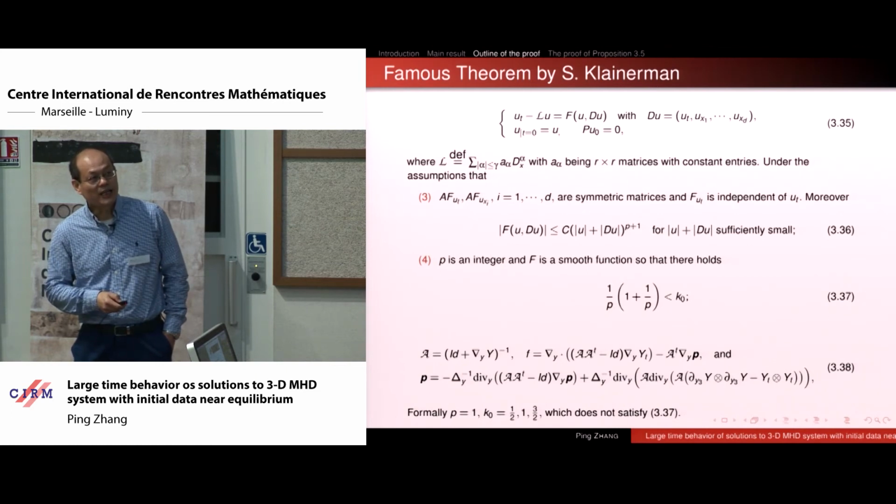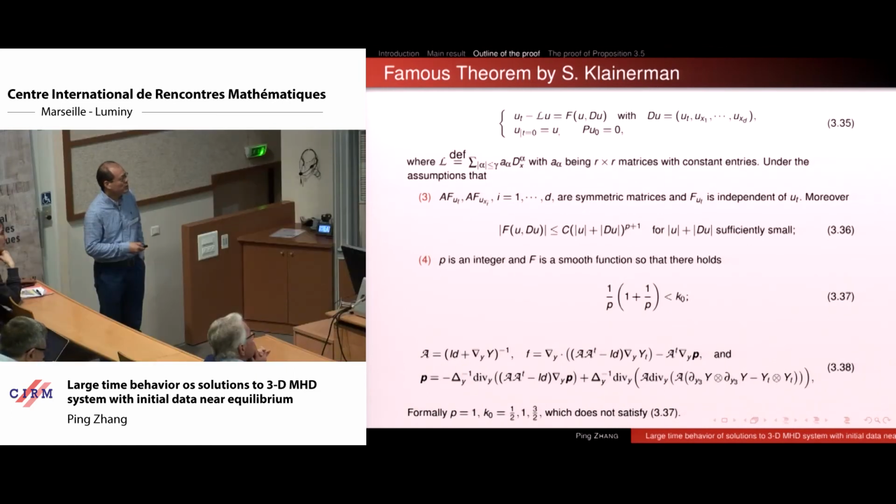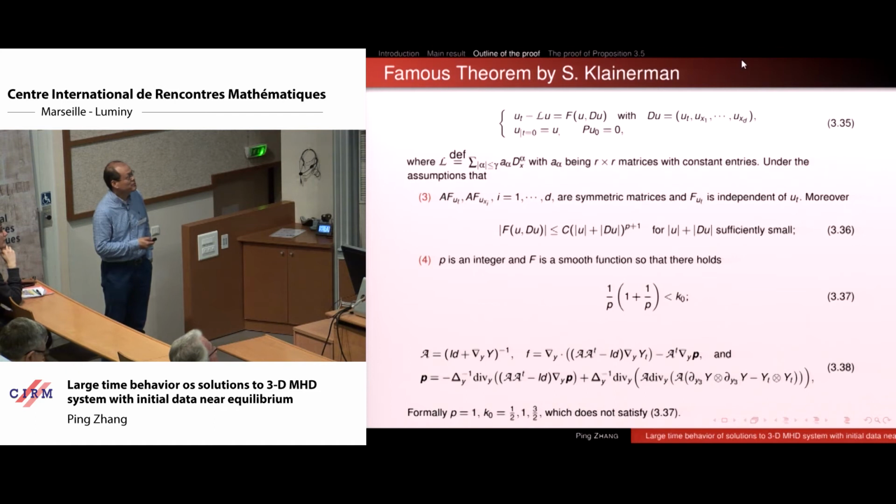And the decay rate for the linearized solution, which we can prove later, corresponds to this k0 equals 1/2, 1, and 3/2, which is far from satisfying this condition. So that's why there is no way you can apply a theorem of Klainerman type to our system. But fortunately, this idea of using this Hamilton version of the Nash-Moser iteration scheme still works in our case.